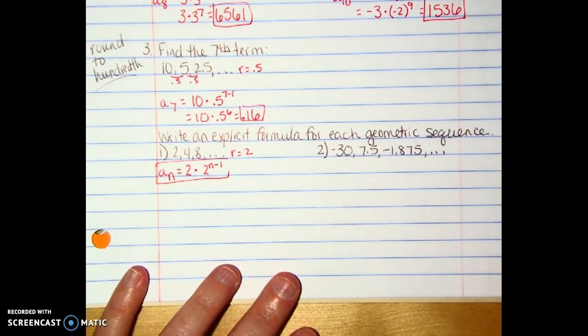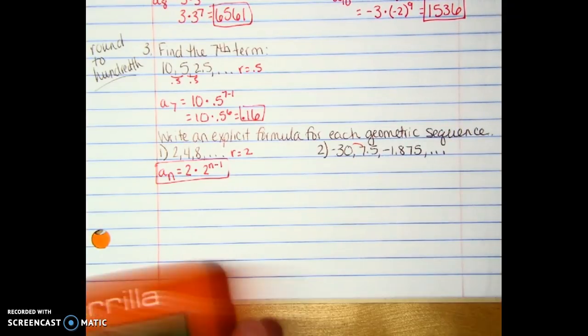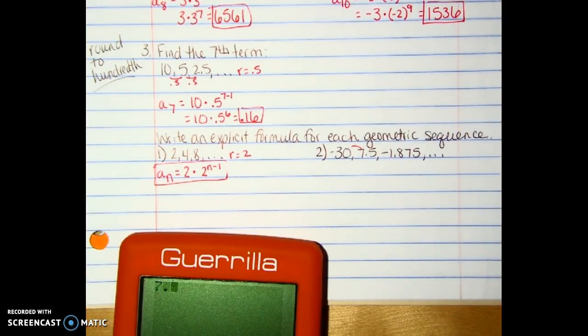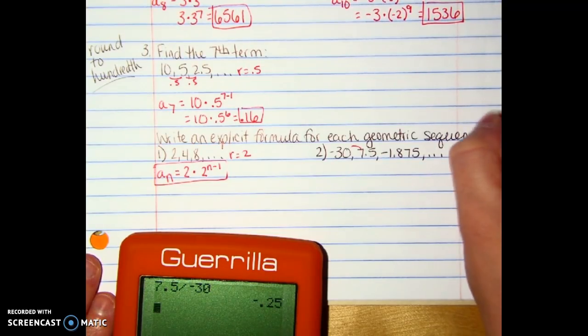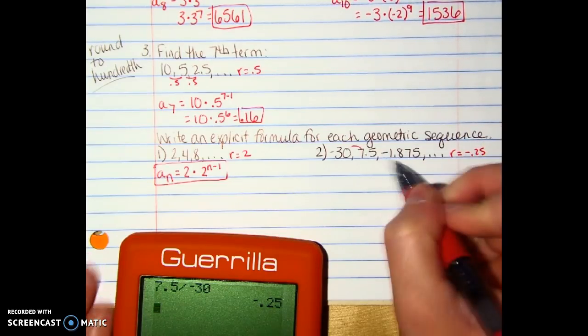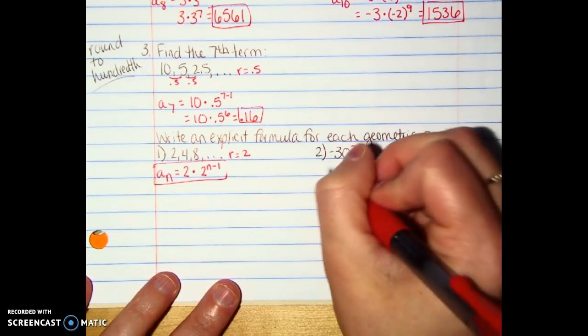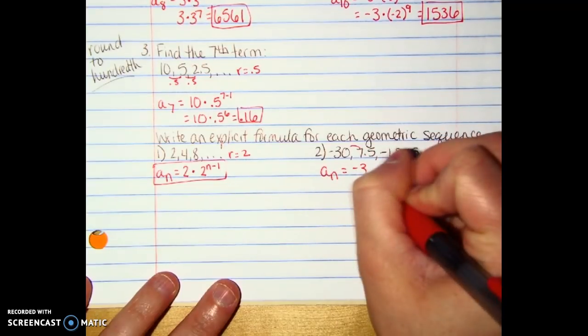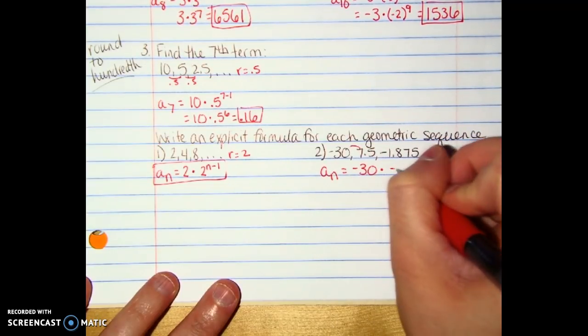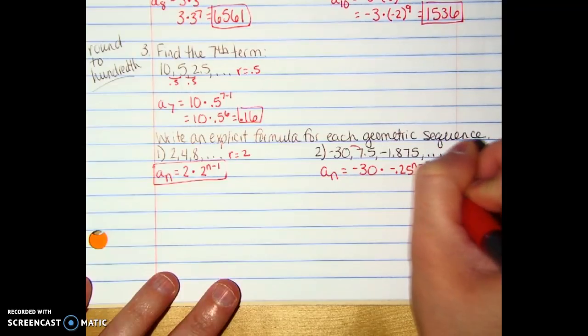And here, let's find the common ratio first. So 7.5 divided by negative 30 is negative 0.25. Let's just double check over here. Negative 1.875 divided by 7.5 is also negative 0.25, so we're good. So a sub n equals negative 30 times negative 0.25 to the n minus 1.